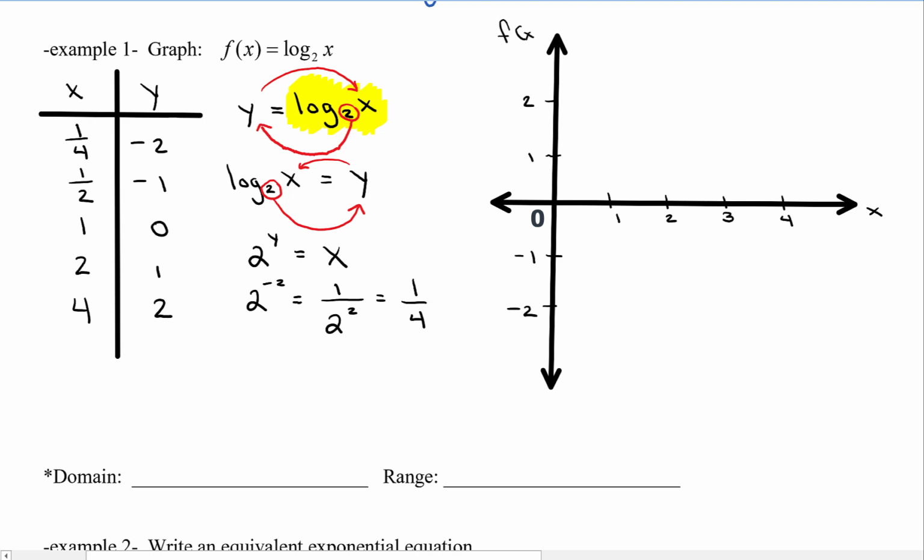Now I'm going to go ahead and plot my points. So let's go ahead and start by plotting the points here. And I've also drawn little tick marks here to represent the values of 1/4 and 1/2. So I've plotted the points 1/4, -2, 1/2, -1, 1, 0, 2, 1, 4, 2.